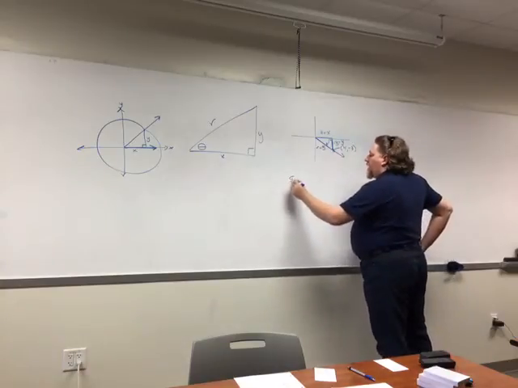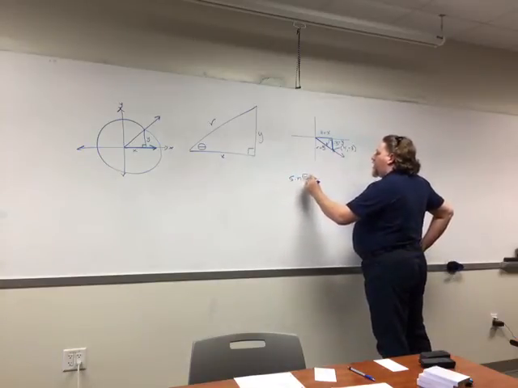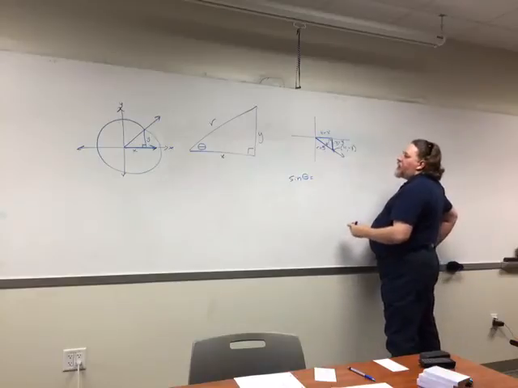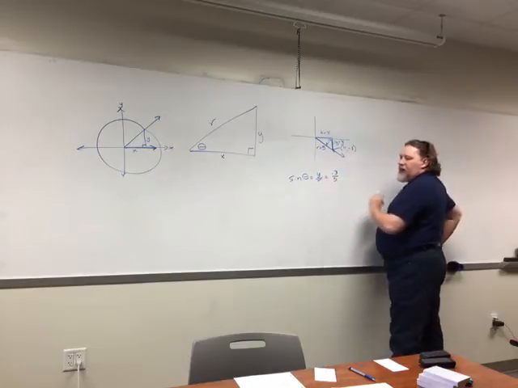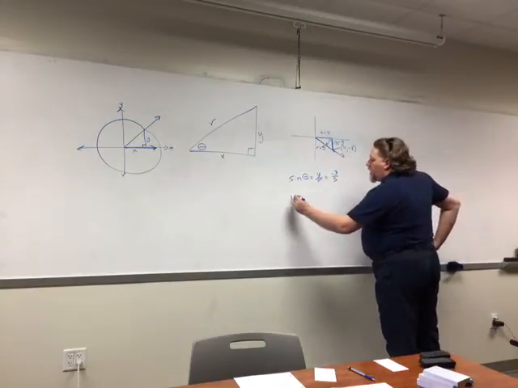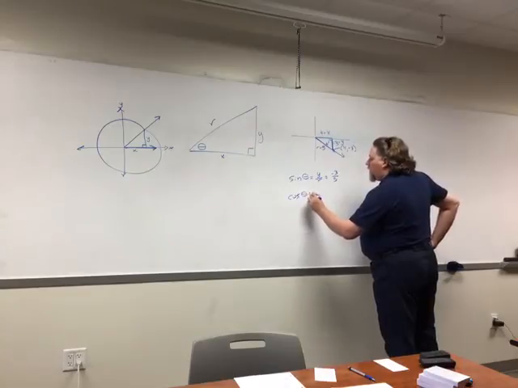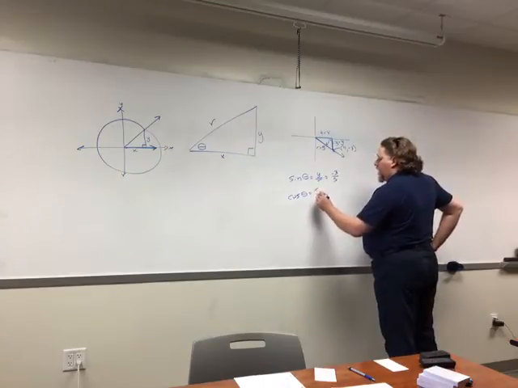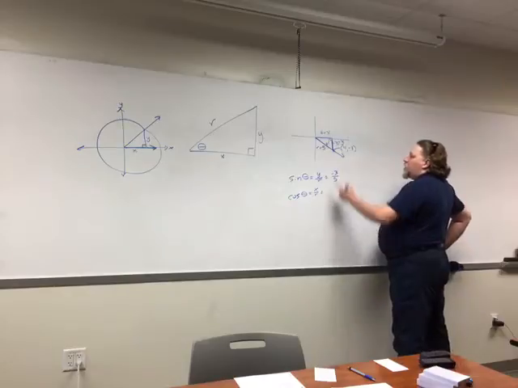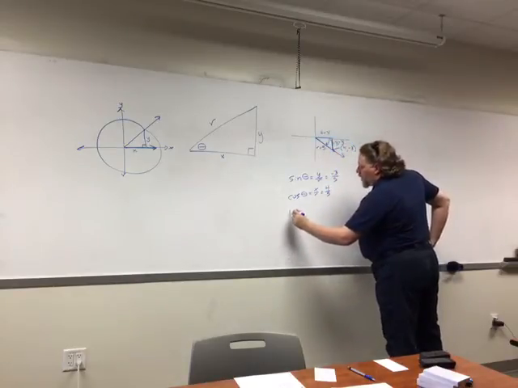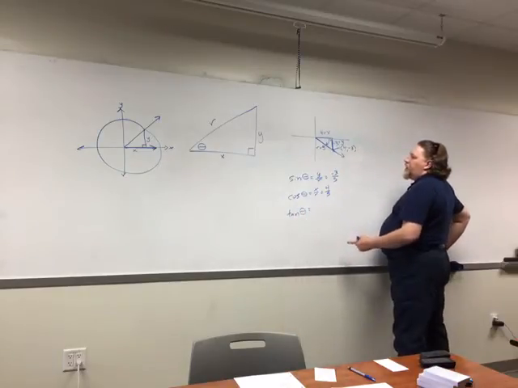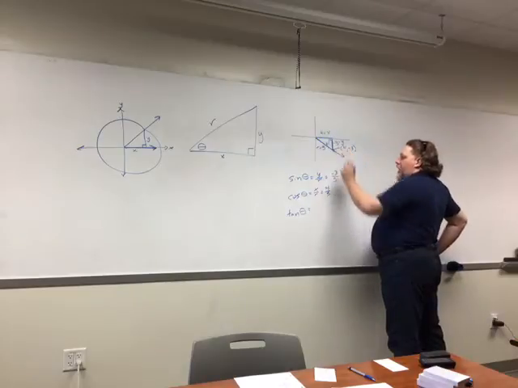So now, if somebody asked me for the sine of this angle, I would say that it is y over r, which is -3/5. If someone asks me for the cosine of this angle, I would say that is x over r, 4/5. If I were asked for the tangent of this angle, I would say that is y over x, so -3/4.